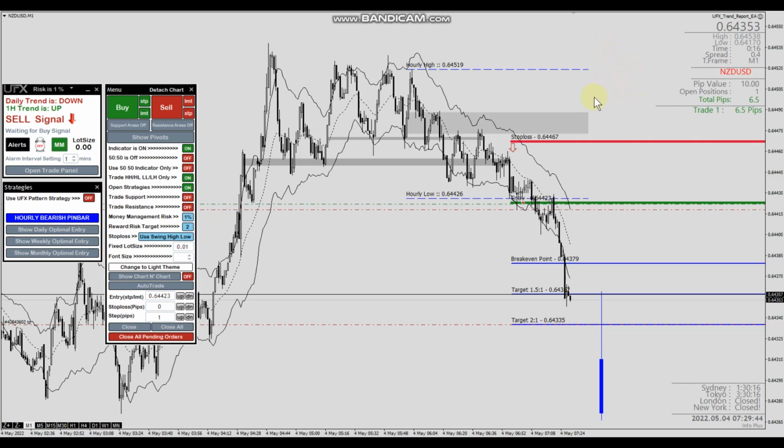Okay, I've moved my stop loss to break even now. We've hit the 1.5 reward to risk here.